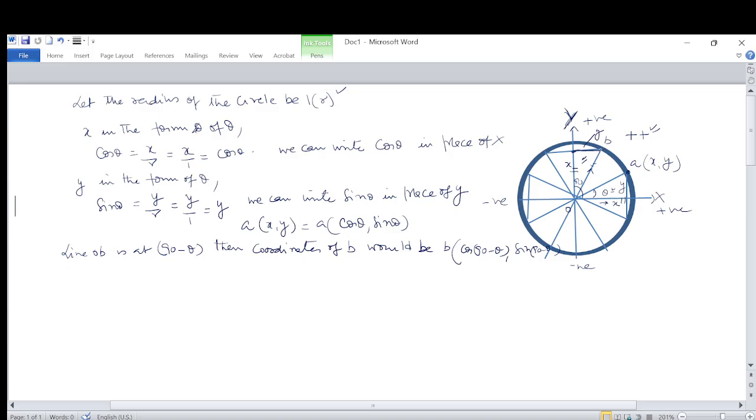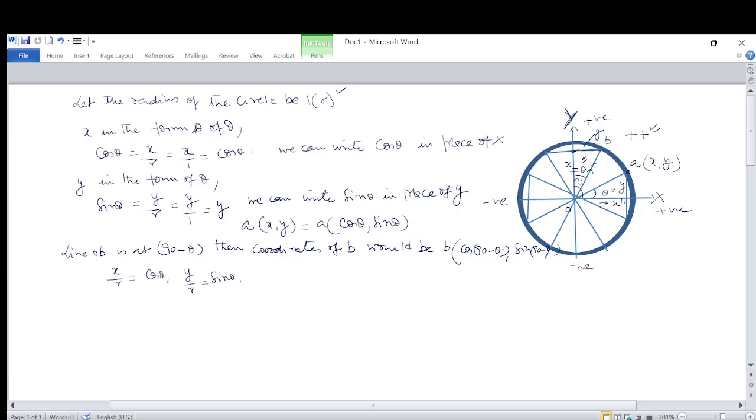So what will happen? This point B, the horizontal line, is y. Let us draw cos 90 minus theta. This is theta and this is 90 minus theta. So x upon r is equal to cos theta here again, and y upon r is equal to sine theta.